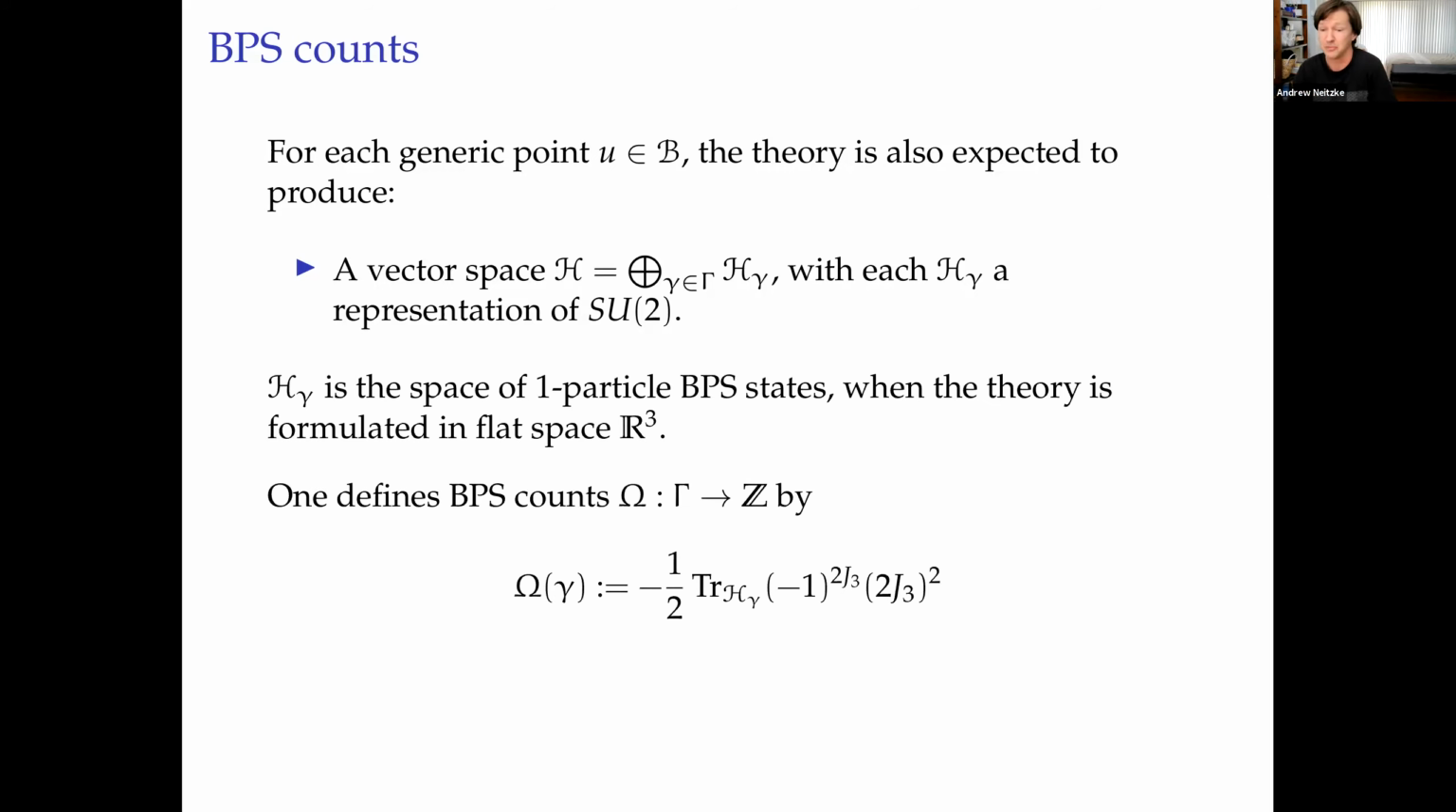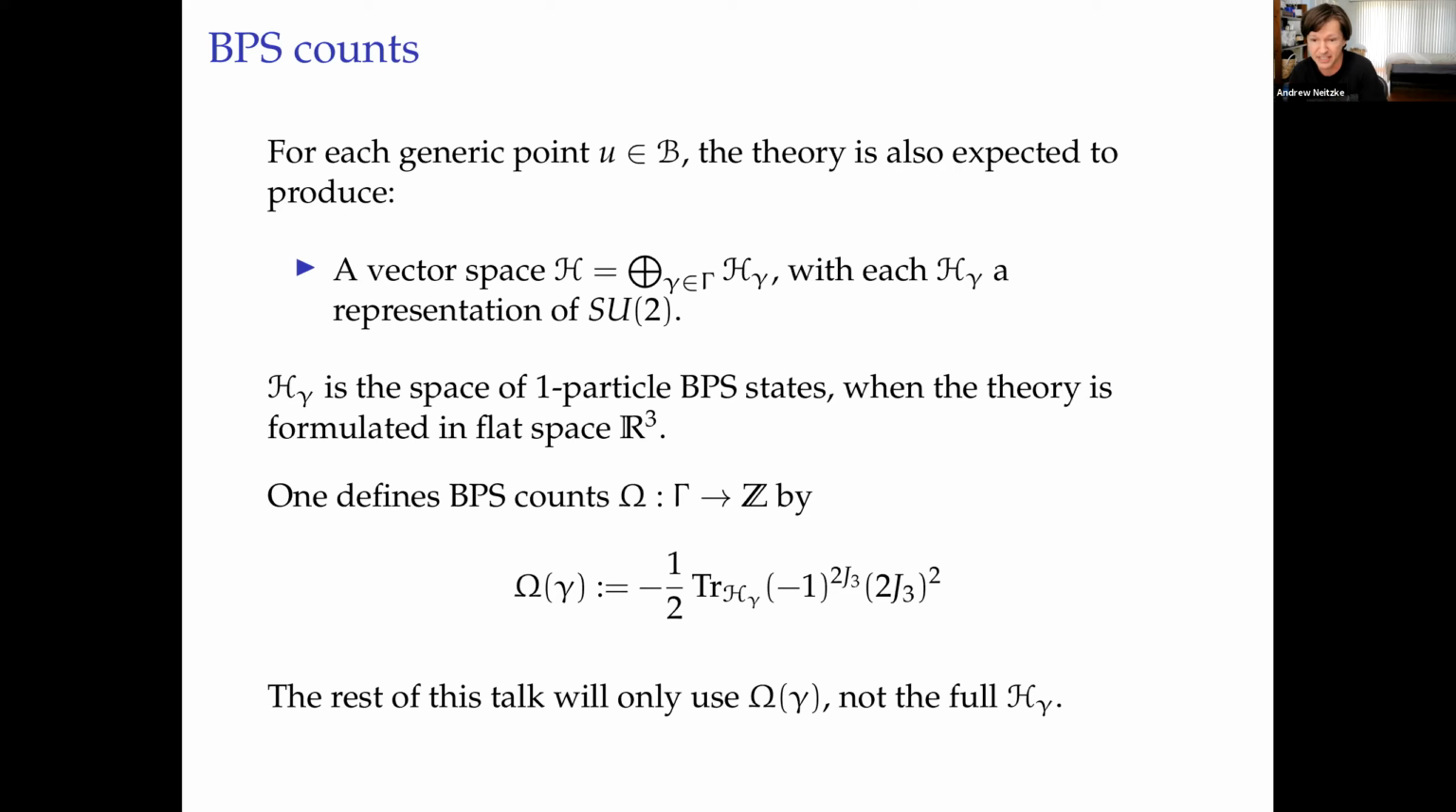From this vector space, you can construct some integers. This integer is just counting the representations in some slightly tricky way. But it's an integer that you assign to every representation of SU(2). And so those are some numbers with a sign. They can be positive or negative, which are keeping some kind of graded count of these BPS particles. And for the rest of the talk, unfortunately, I'm only going to use the integers and not the whole vector spaces. So there's a bunch of numbers which the theory produces for you.